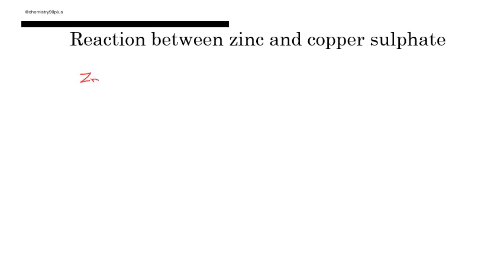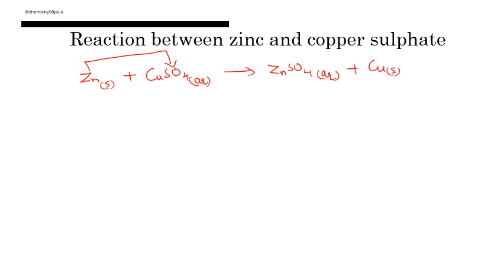Zinc is Zn. It is not a compound, so definitely that is solid. That's a metal, correct? Plus copper sulfate, CuSO4, which is aqueous, dissolved in water. It's a single displacement reaction, an oxidation reduction reaction, right? Here Zn combines with the SO4 because Zn is more reactive than copper in the reactivity series. So we will get the product ZnSO4, which is aqueous, soluble in water, and copper, which is solid.